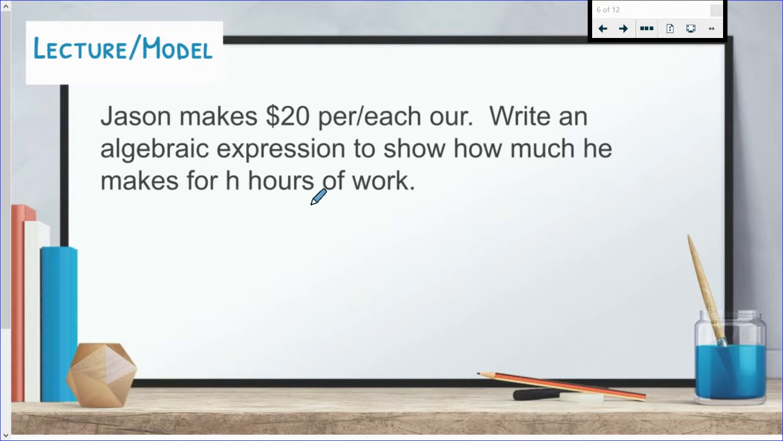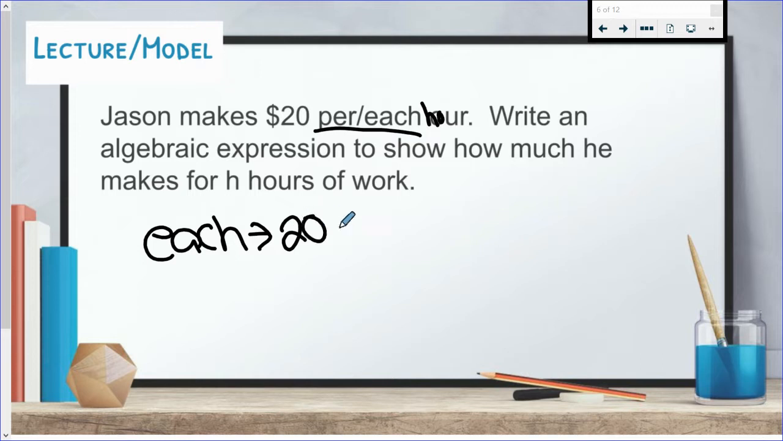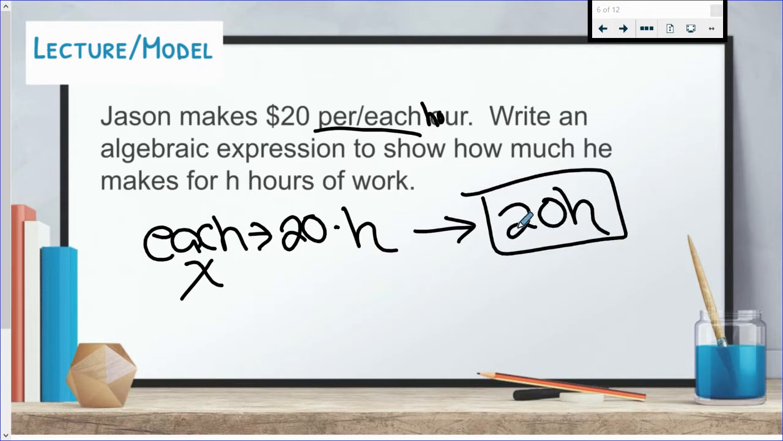All right, let's take a look at this one. Jason makes $20 per, or each, hour. Oh, there should be an H there. Write an algebraic expression to show how much he makes for each hour of work. Looking at these words, each is always going to mean to multiply. So it will be 20 times the number of hours. If he worked 5 hours, he made $100, because $20 times 5 hours, and so on. You also don't need the multiplication sign. You can just write it simply as 20H. So that would be our expression.